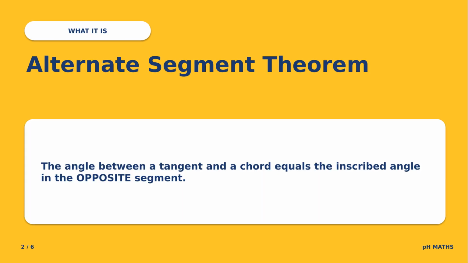Definition: when a tangent meets a chord at a point on the circle, the angle between the tangent and the chord equals the inscribed angle in the opposite segment of the circle. The chord divides the circle into two segments. The angle on the far side of the chord matches the tangent chord angle.